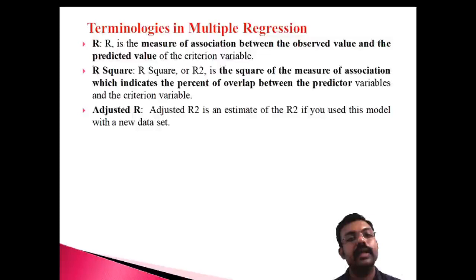One is R. R means association between the observed value and the predicted value. The term is known as the R. Another one is R square. R square means the square of the R. That means strength, then the percentage. അതാണ് ഇവിടെ എക്സ്പ്രസ് ചെയ്യുന്നത്. Adjusted R means suppose you use this model with a new data set, നമുക്ക് ഈ മോഡൽ ചെയ്യാമെങ്കിൽ adjusted R സ്കോർ നമുക്ക് അവിടെ ചെയ്യാനായിട്ട് സാധിക്കും. ഓക്കെ, these are the terminologies used in the multiple regressions.